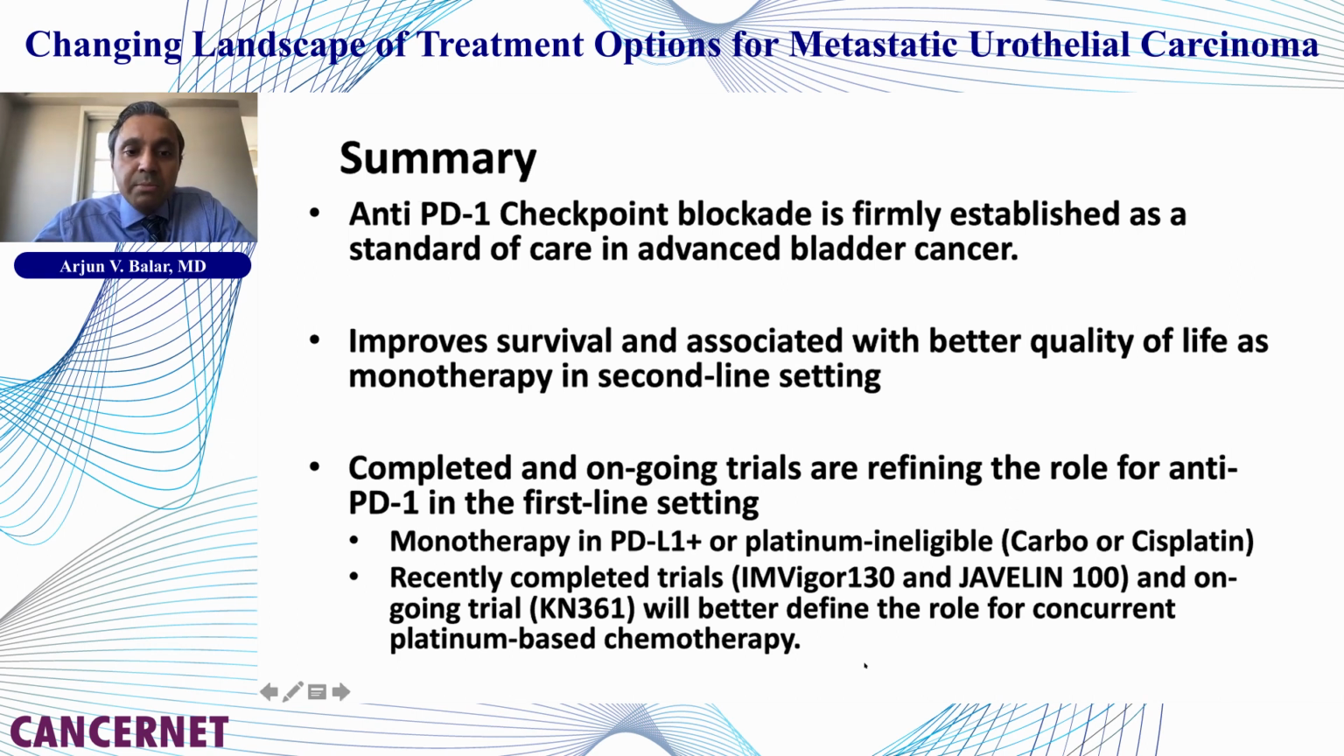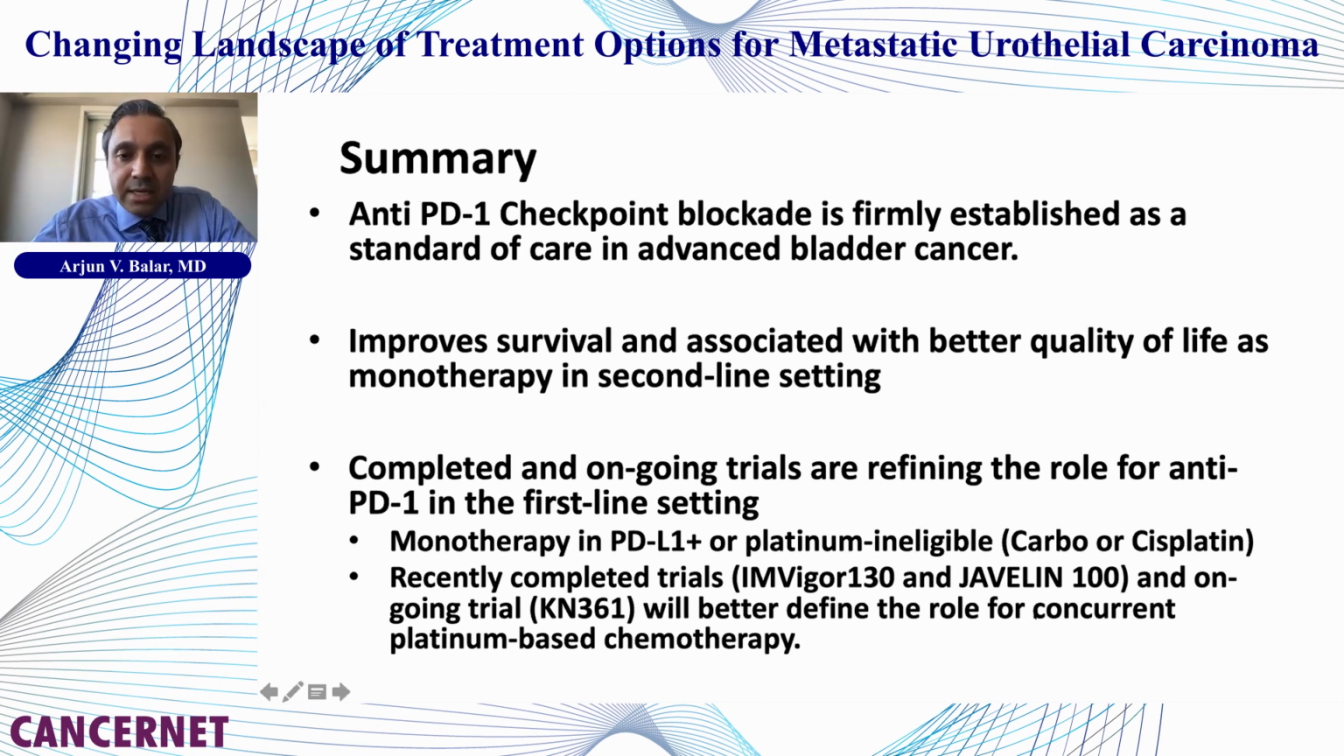We know that right now, based on the current label, it's either monotherapy in PD-L1 positive patients or platinum ineligible, which means they're not eligible for any platinum-containing chemotherapy. And then recently completed trials in Vigor 130, Javelin 100, and ongoing studies such as Keynote 361 are going to better define the role for concurrent platinum-based chemotherapy. I will caution that when I say completed, which means that the enrollment is completed and at least the primary analysis has either been released in a presentation or in a press release.